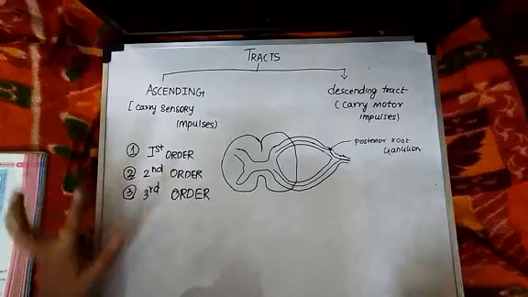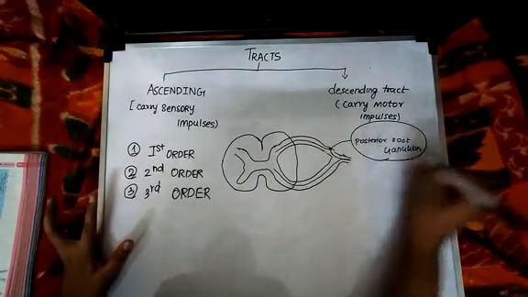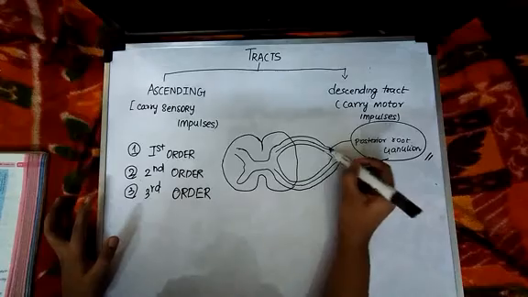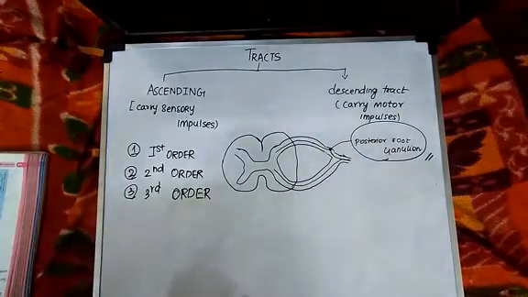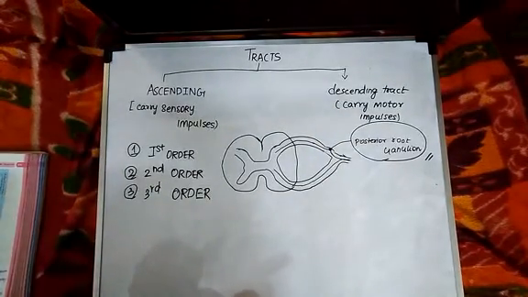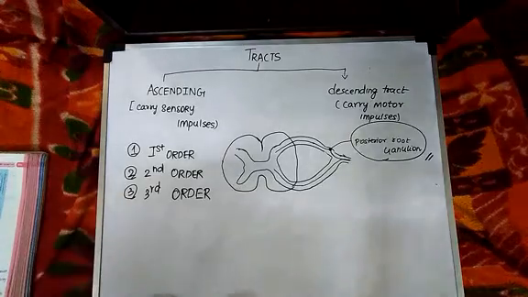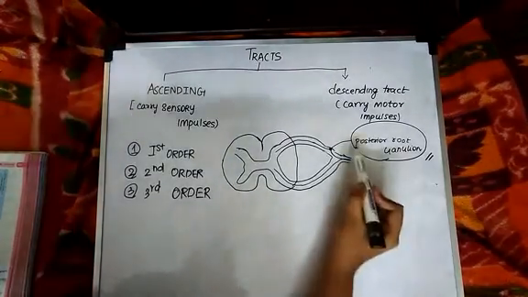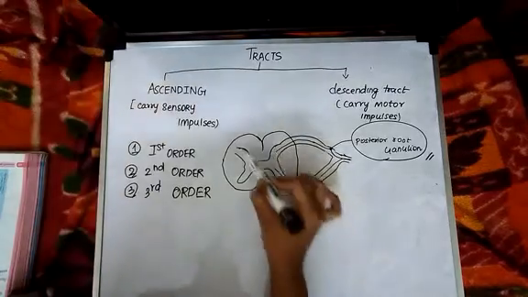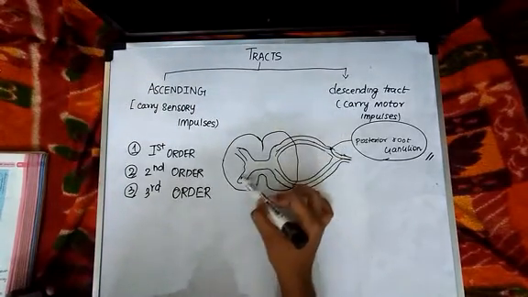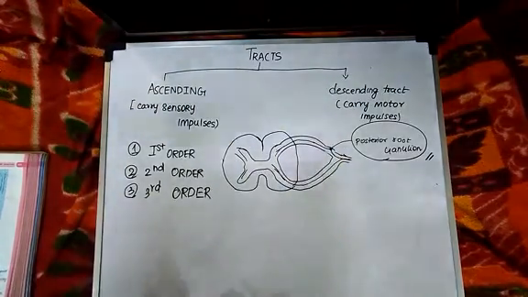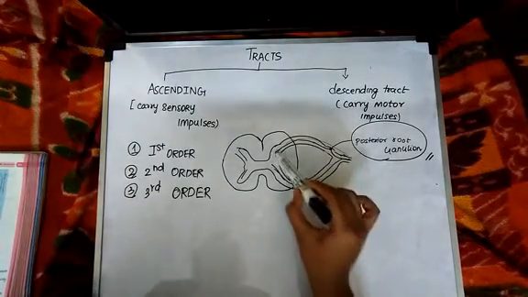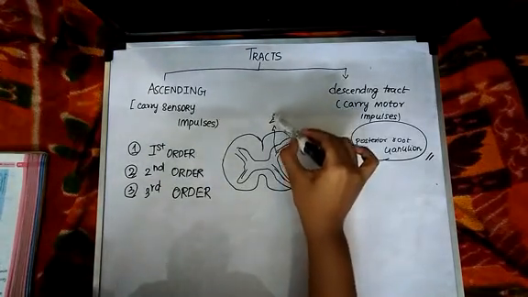So the first order neuron is nothing but a posterior root ganglion, which is present in your spinal cord. This dot represents the posterior root ganglion. This is the first order neuron. From here, where is it going? This part of the spinal cord is called the posterior grey horn. So from here it is going to the posterior grey horn. Your posterior grey horn will form the second order neuron.